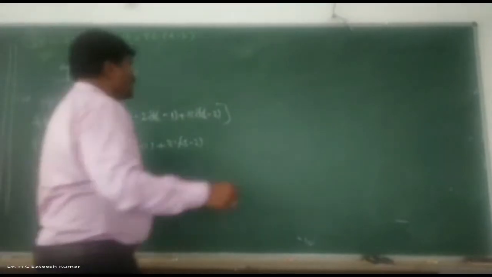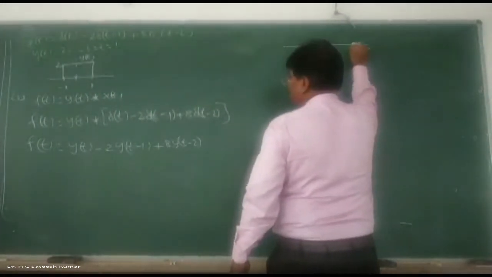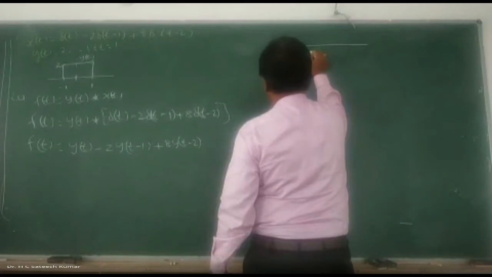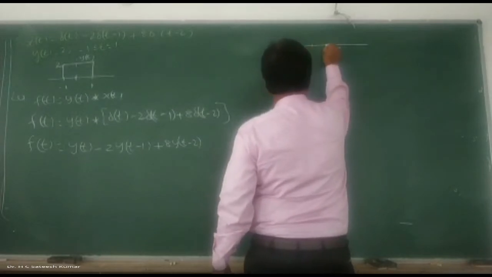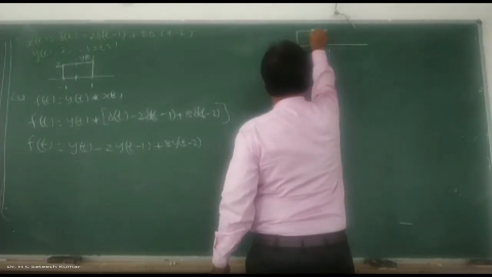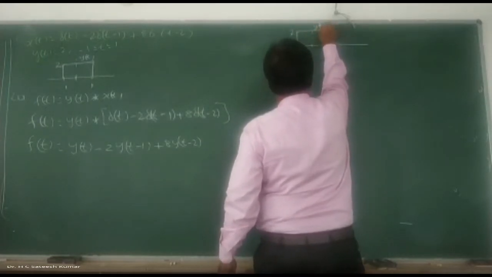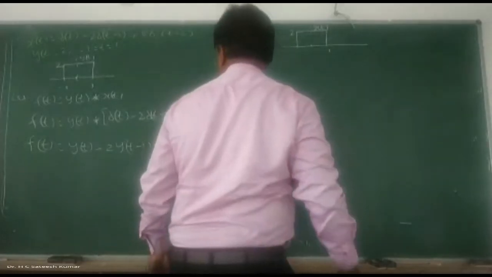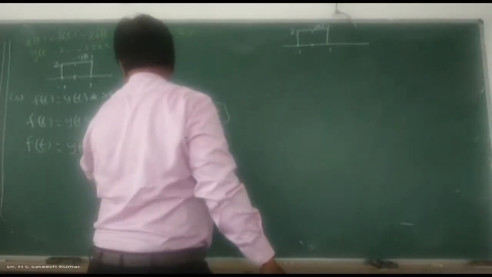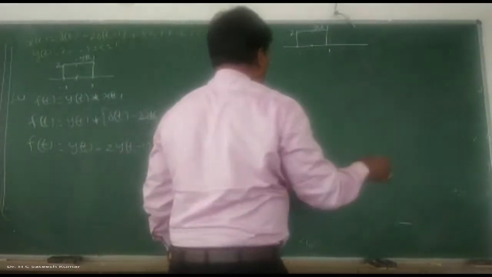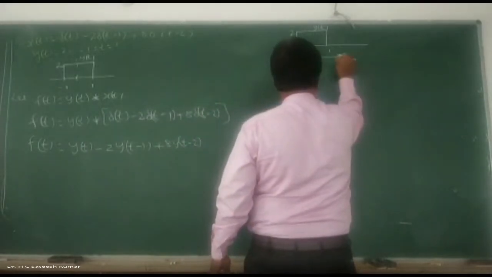Y of t, you write it here. Y of t is from where to where? -1 to +1. Amplitude is 2. This is your y of t. Next is 2y of t minus 2, minus 2 y of t minus 1. Shift right by 1 unit and multiply by -2.